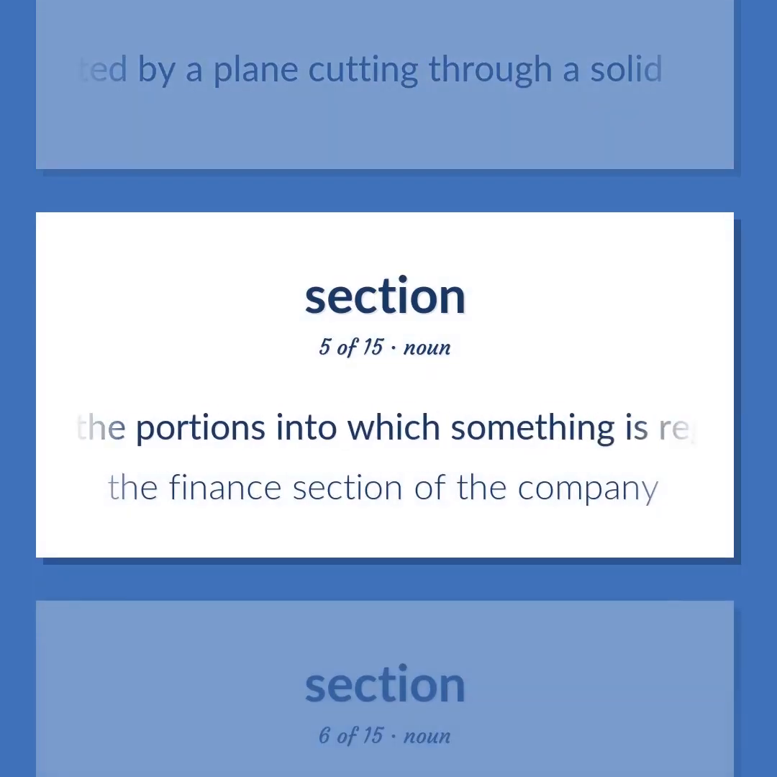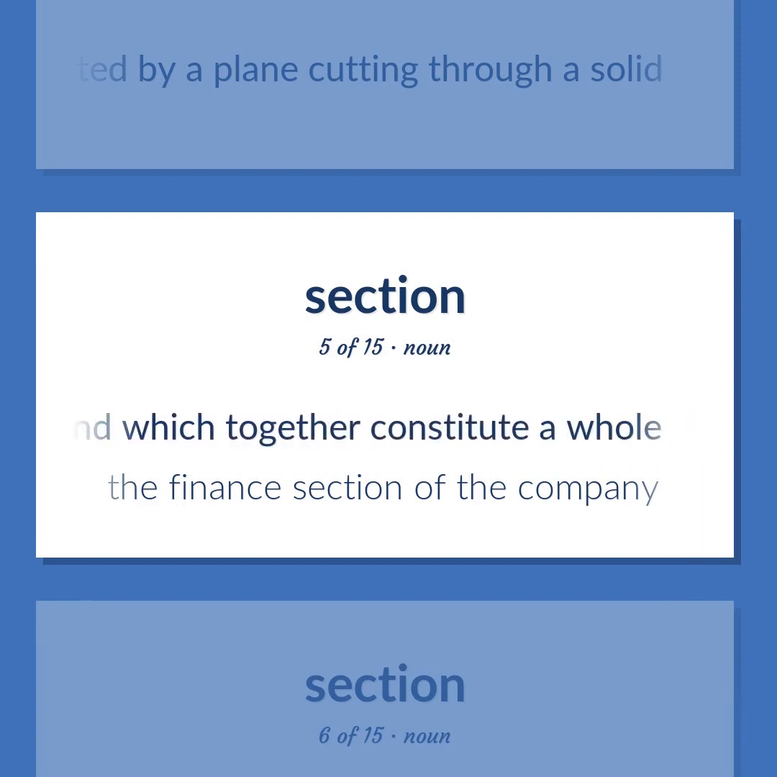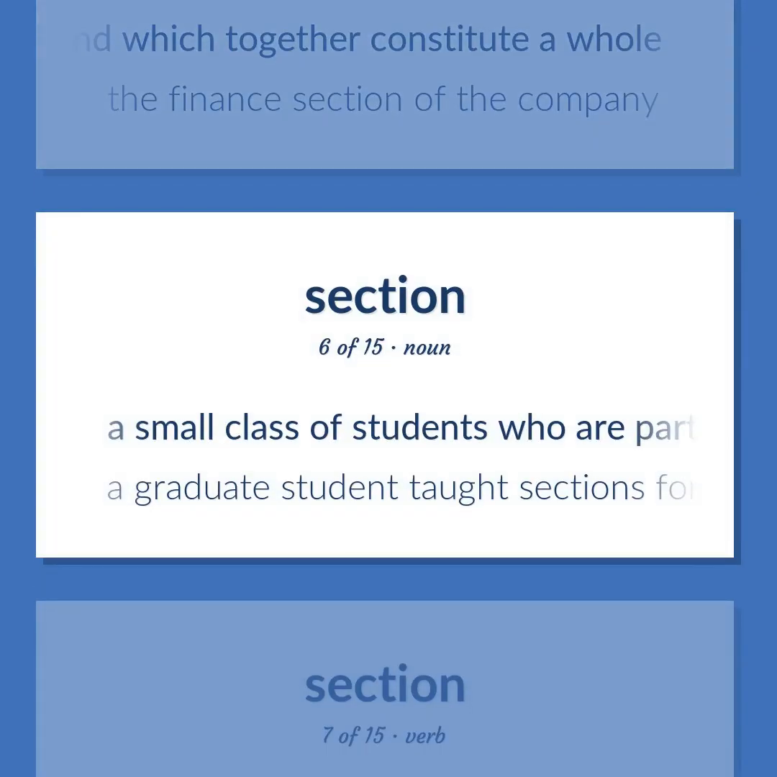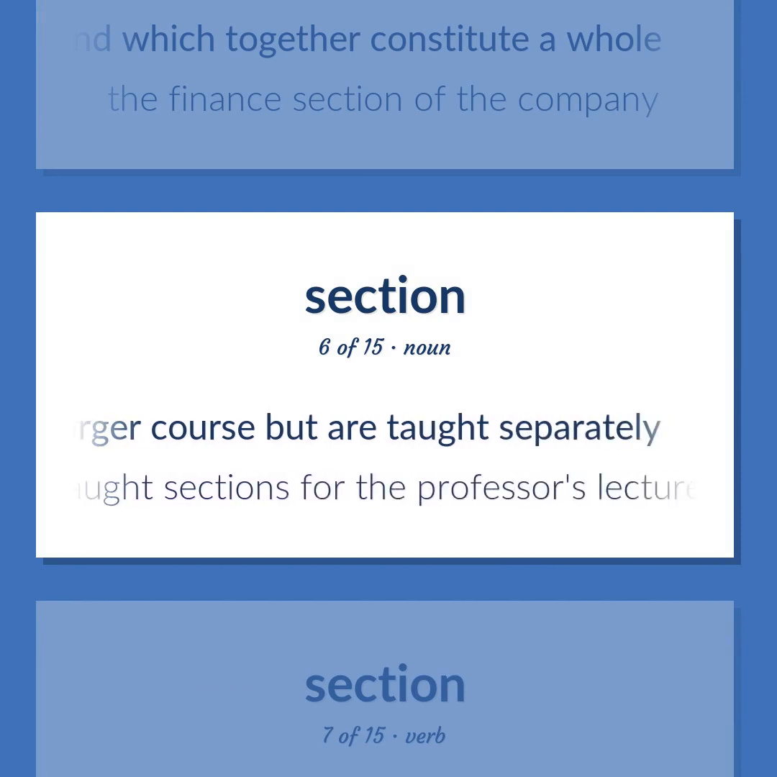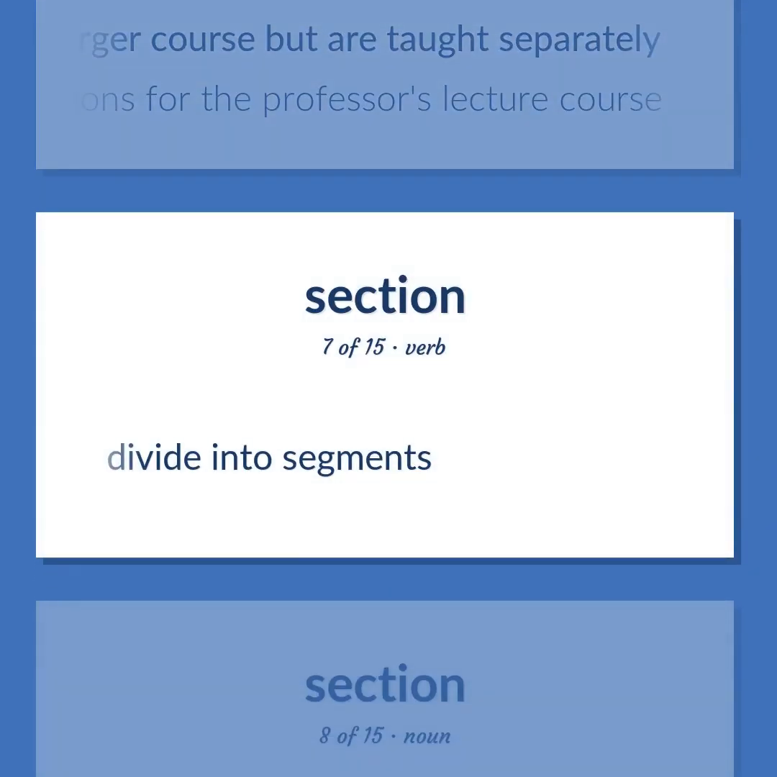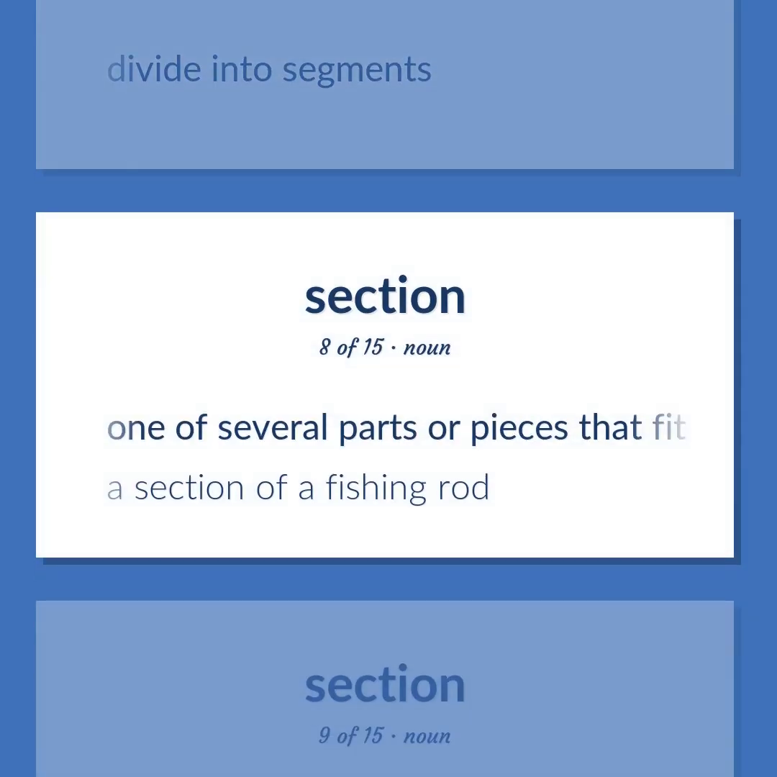One of the portions into which something is regarded as divided and which together constitute a whole. The finance section of the company. A small class of students who are part of a larger course but are taught separately. A graduate student taught sections for the professor's lecture course. Divide into segments. One of several parts or pieces that fit with others to constitute a whole object. A section of a fishing rod.